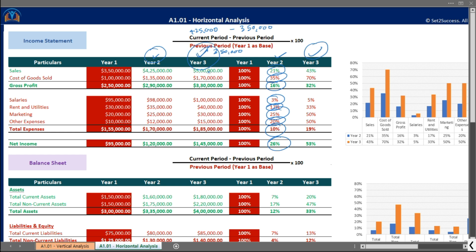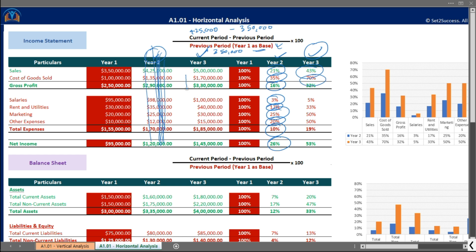For year 3, sales is 500,000. So 500,000 minus 350,000 by 350,000. While calculating year 3, we are not going to take year 2. We take year 3, that is 500,000 minus 350,000 by 350,000, which is 43%, because we have selected year 1 as the base. Every year is going to be divided by the base period. So the current period is year 3, and for the cost of goods sold, we have 170,000 minus 100,000 by 100,000, which is 17%.